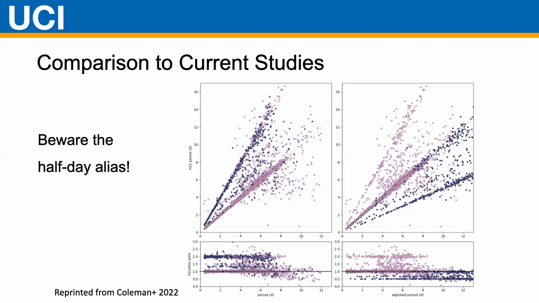Interestingly, we don't see very much at 1/3 aliases or other multiples. It really seems to drop off after the half-period alias.